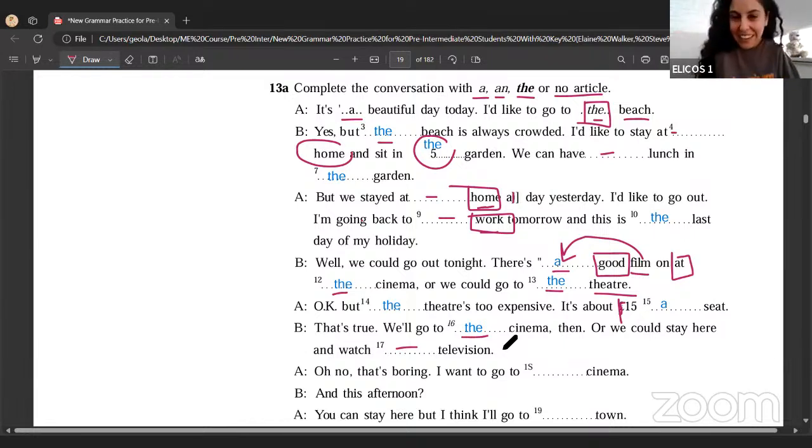You're welcome. Okay, so yes, it's about $15 a seat. That's true. We'll go to the cinema because again, we know exactly which one, so the second time, third time and fourth time, you can always repeat the, even if it's the same noun. It's only the first time where we say a. So we'll go to the cinema then, or we could stay and watch television. Watch television, you don't put an article.